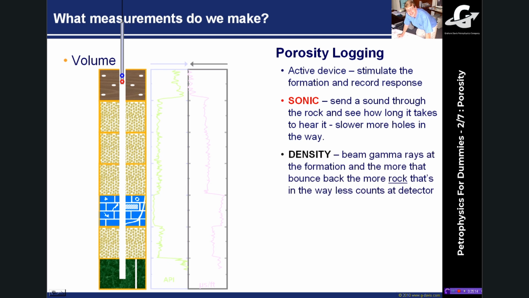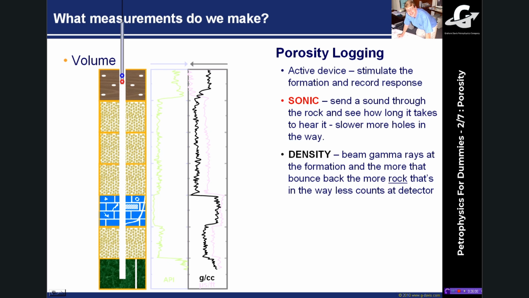The next measurement I'm going to talk about is a density log. Now, the density log, again, is an active device that beams gamma rays at the formation. And these are radioactive particles, if you like, these gamma rays. And if we have a lot of solid rock in the way, then we bounce back a lot of those gamma rays. It means the lower the porosity. We've got more rock in the way. So the less counts we get at the detector, it means the more rock that's in the way and the lower the porosity. So we make a density log measurement.